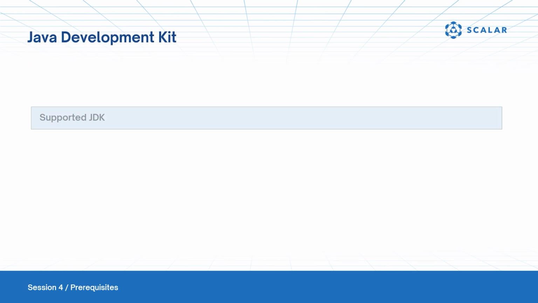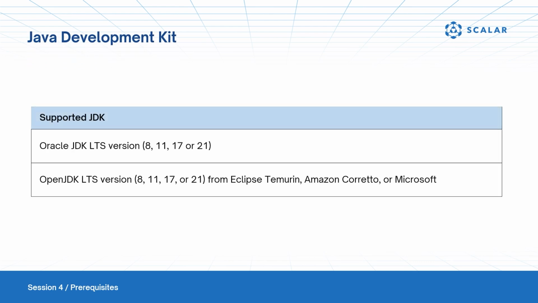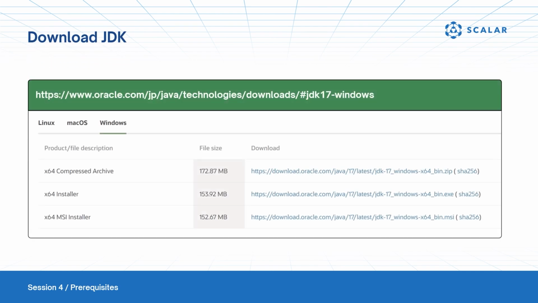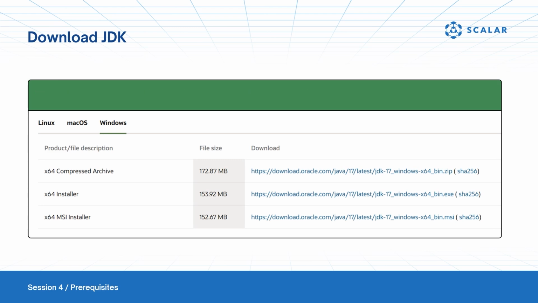Let us install a Java Development Kit. Here you can see the JDK supported by ScalarDB. In this session, we will install Oracle JDK 17. You can skip this part if you have already installed a JDK which is supported by ScalarDB. We will download the Windows x64 installer from the specified link.